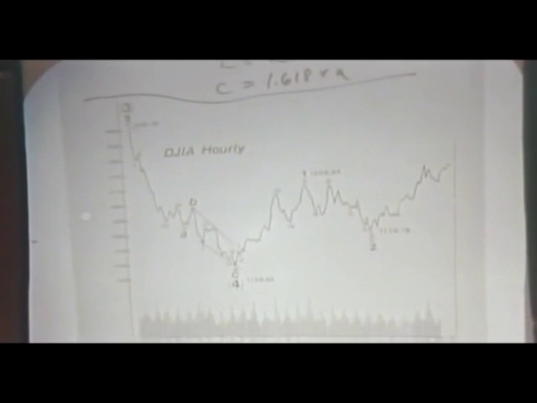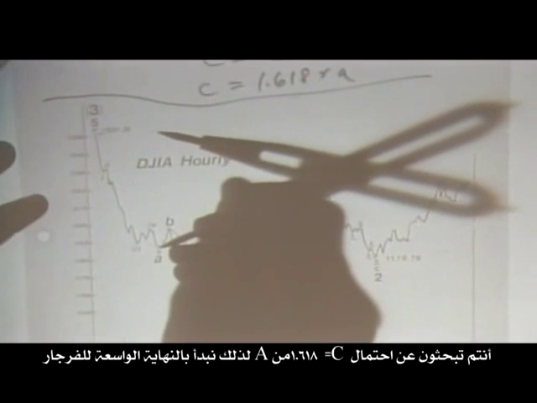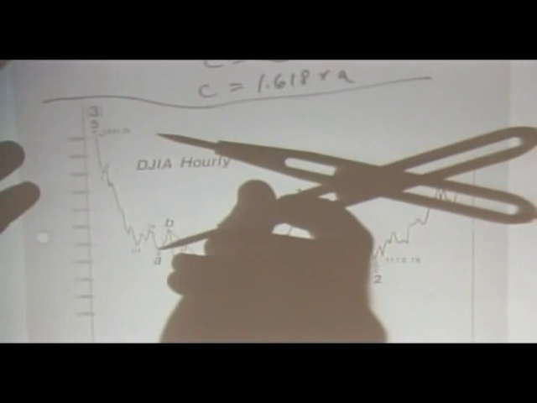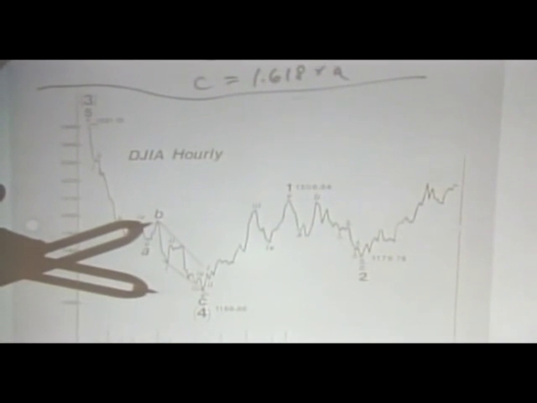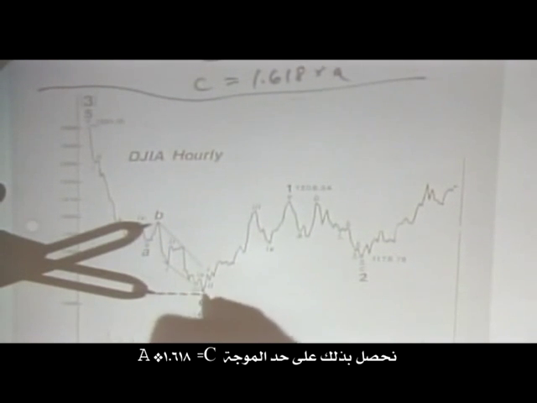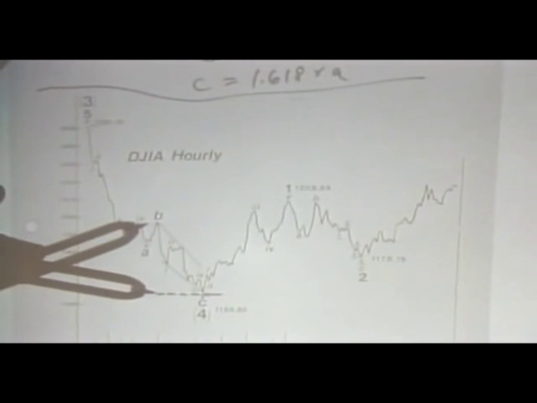So let's see what happens here. Suppose you're looking at this structure, and you're interested first in the length of A. Now you're looking for C equals 0.618 of A, so you begin with the wide end of the compass. Flip it, subtract that distance from the B wave, and obtain a target for C equals 0.618 of A.